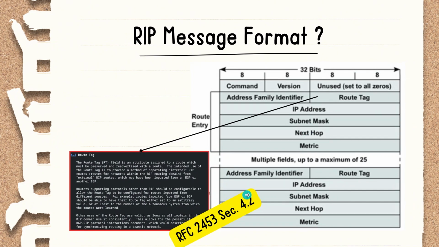Now the route tag. The route tag is defined inside RFC 2453 section 4.2, and it is basically an identifier for the routes being advertised. It indicates whether a route is purely part of RIP, or an external route that may have been learned by some other protocol and is advertised using RIP. So the route tag signifies the difference between those routes.